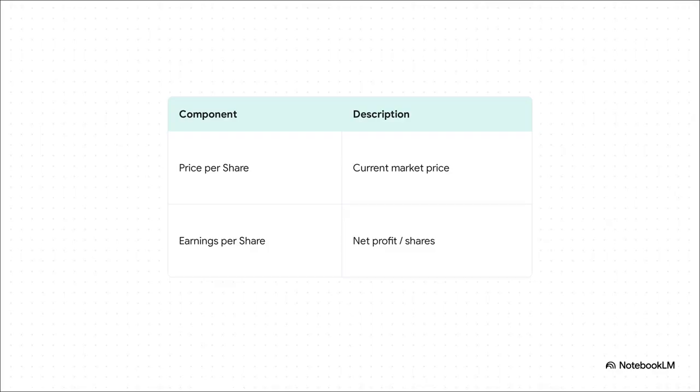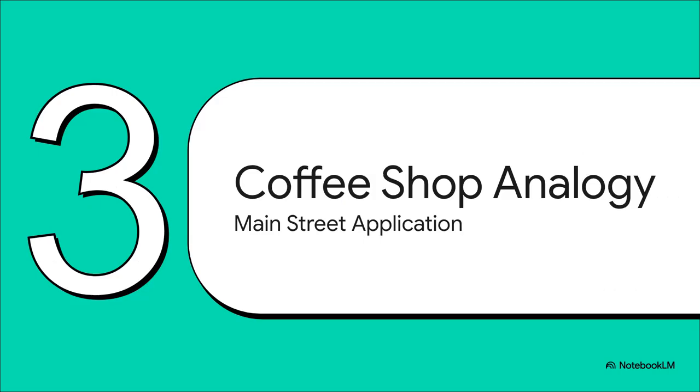Let's break down the mechanics of that real quick. You've got two simple components here. First is the price per share, which is just the current market price of one single stock. And then you have the earnings per share, or EPS, which is the company's total net profit divided by its outstanding shares. In the simplest terms possible, this calculation tells you exactly how much investors are willing to pay for every single dollar of profit the company generates. So, for example, if a stock's PE is 20, you're essentially paying $20 to own $1 of that company's current profit.